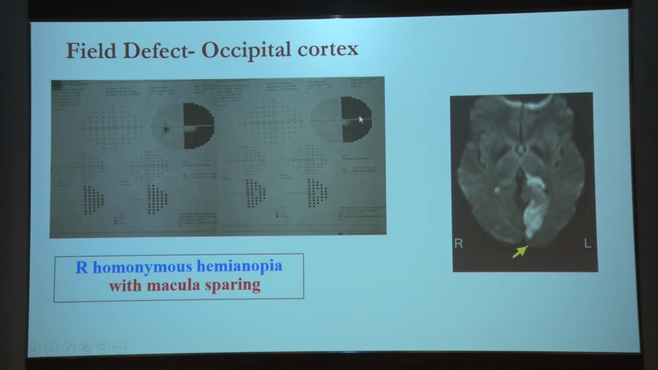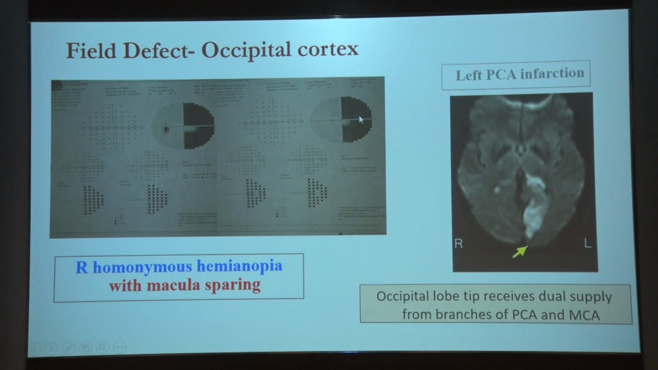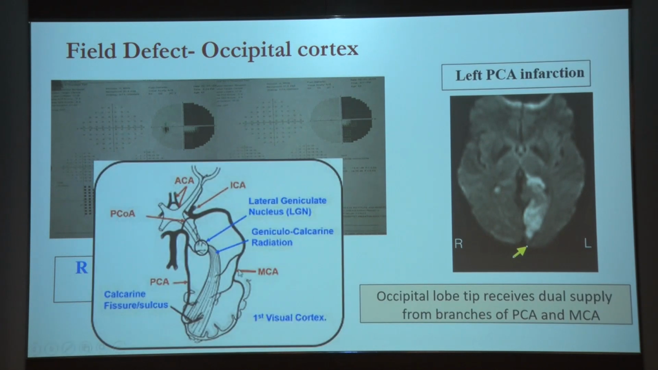Now, why do you get this macula sparing defect? You need to understand the blood supply, okay? The tip of the occipital lobe receives blood supply from both the PCA as well as the MCA, so posterior and middle cerebral artery. So in case of a PCA infarct, the branches from MCA still continue to supply the occipital lobe tip. So if this anastomosis is present in a patient, then the tip is spared and you get this macula sparing.